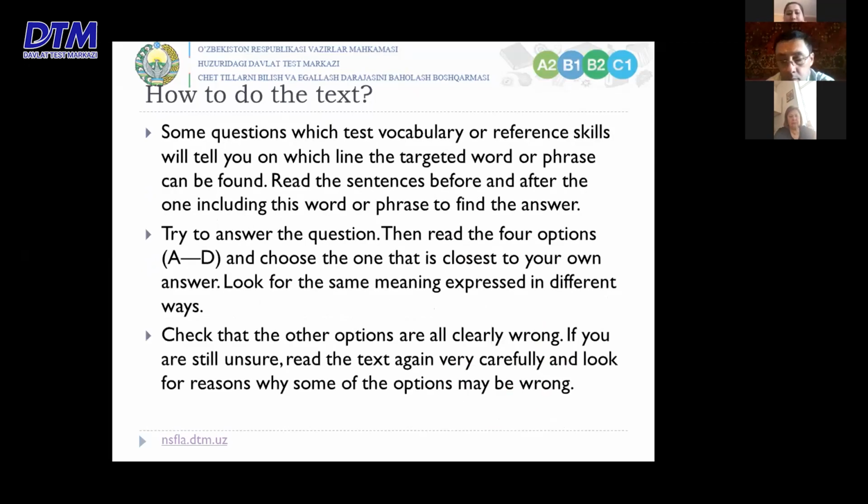Some questions which test vocabulary or reference skills will tell you on which line the targeted word or phrase can be found. Read the sentences before and after the one including this word or phrase to find the answer. Try to answer the questions. Then read the 4 options A to D and choose the one that is closest to your own answer. Look for the same meaning expressed in different ways. Check that the other options are all clearly wrong. If you are still unsure, read the text again very carefully and look for reasons why some of the options may be wrong.